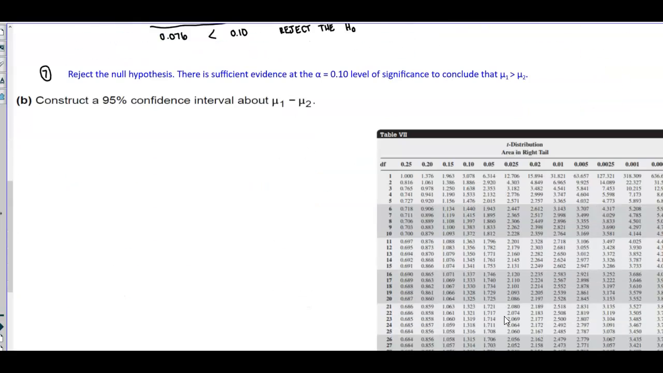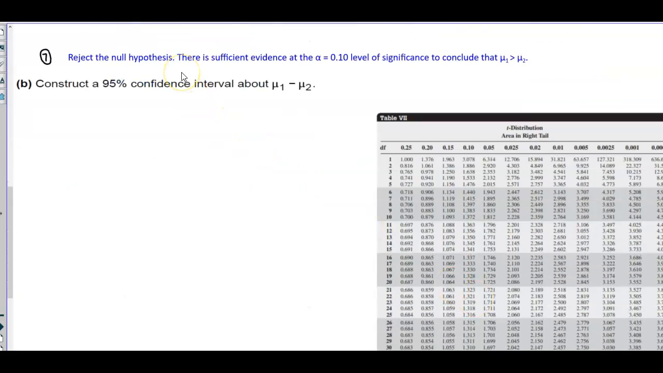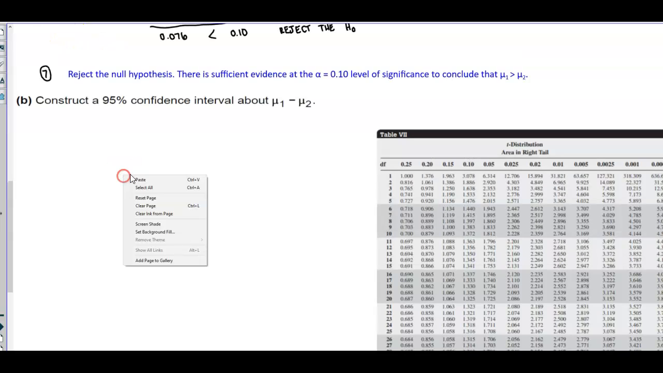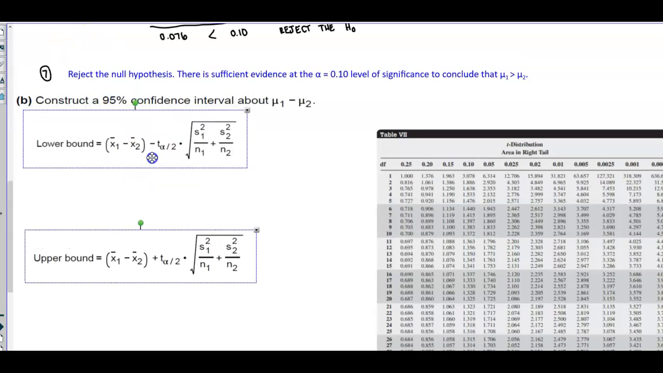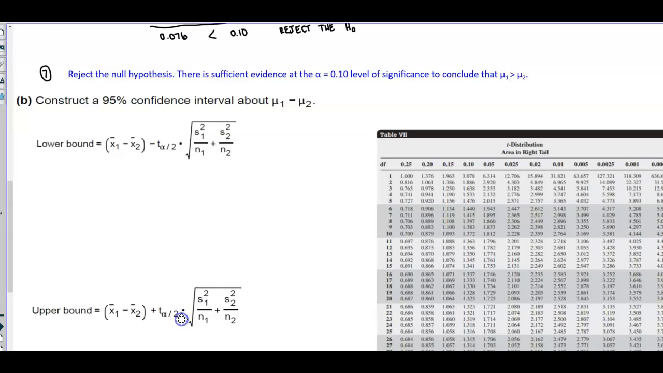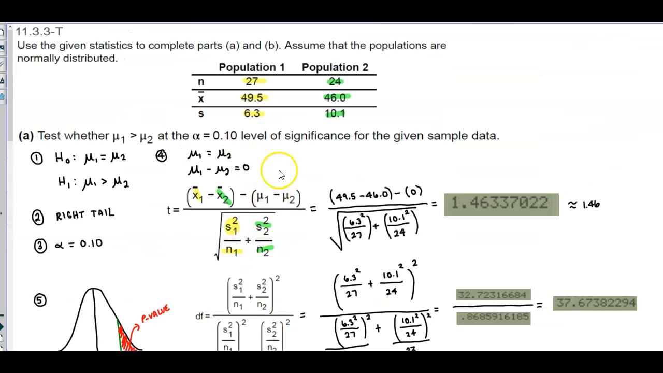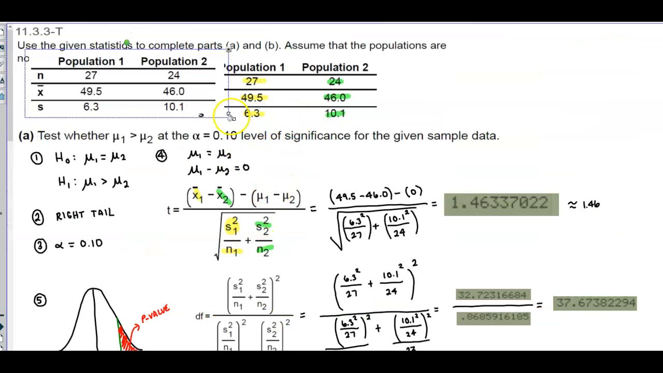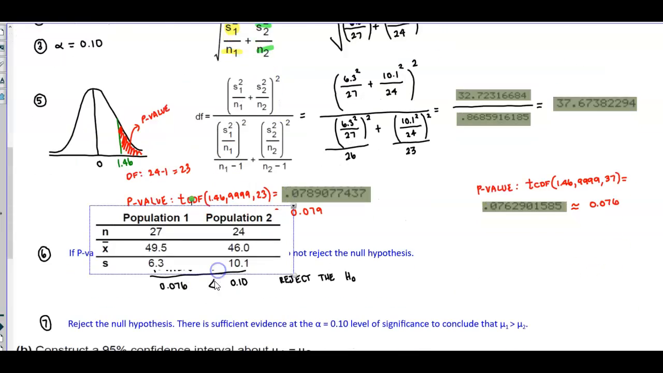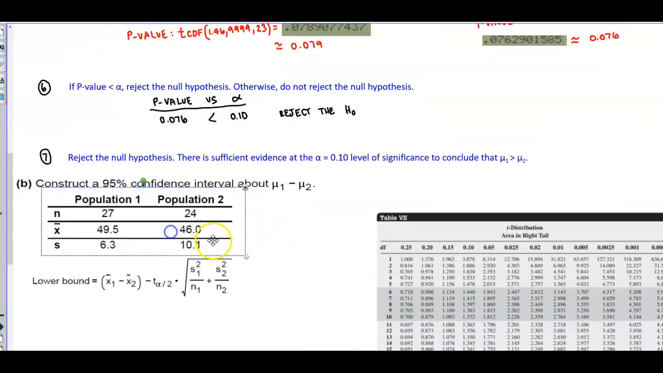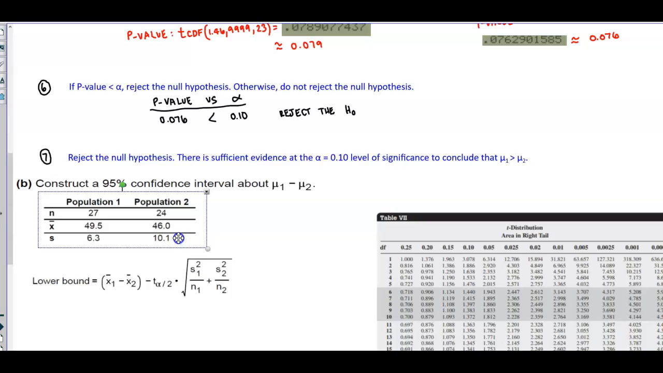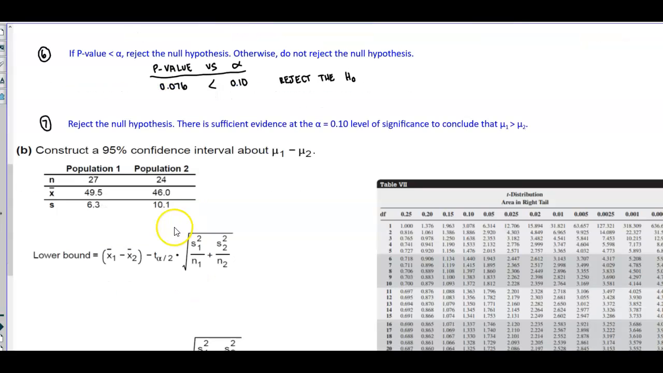Okay, let's move into part B and find the 95% confidence interval. We need the formula for the upper bound and the lower bound. So here's our formula for the lower bound and the upper bound. And then let's copy down the data up here so we know what we need to plug in. Okay, so we know what the sample mean, sample size, and standard deviation for 1 and 2 are.